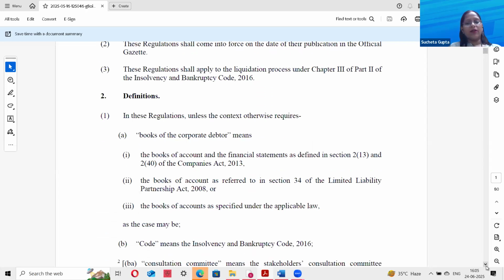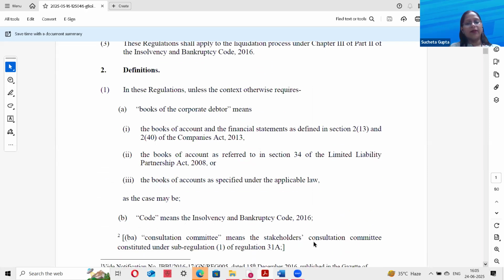In this regulation, unless the context otherwise requires, what is the definition? Regulation 2 is the definition part. For the books of the corporate debtor, this means the books of accounts and the financial statement as defined in sections 2(13) and 2(40) of the Companies Act. Whatever is defined as per the Companies Act will be counted as the books of accounts.